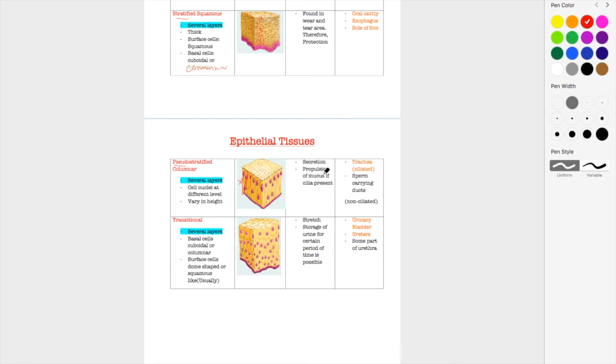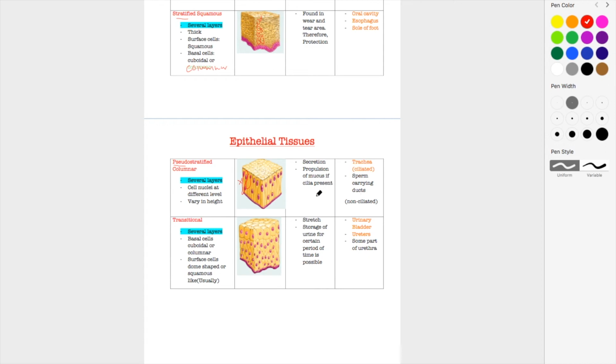For example, in the case of trachea, you may have the ciliated version of pseudostratified columnar. For example, the sperm-carrying ducts are usually a non-ciliated version. So that's the idea here. If the cilia are present, they actually work for the propulsion of the mucus.